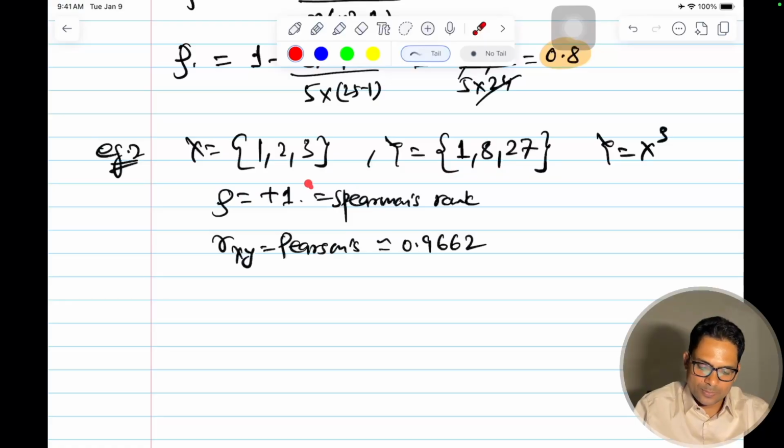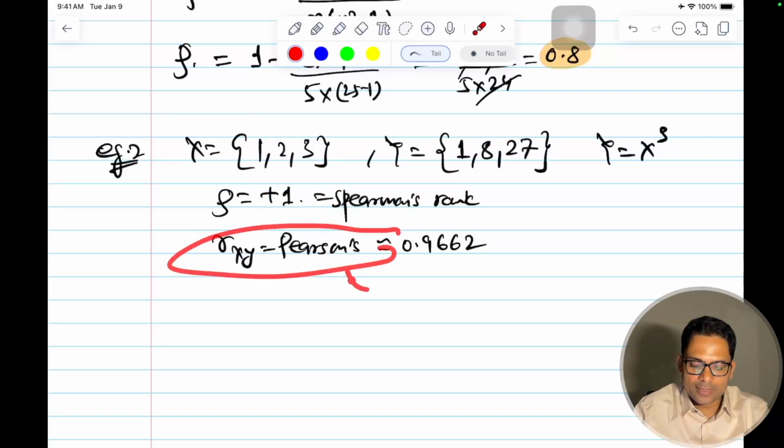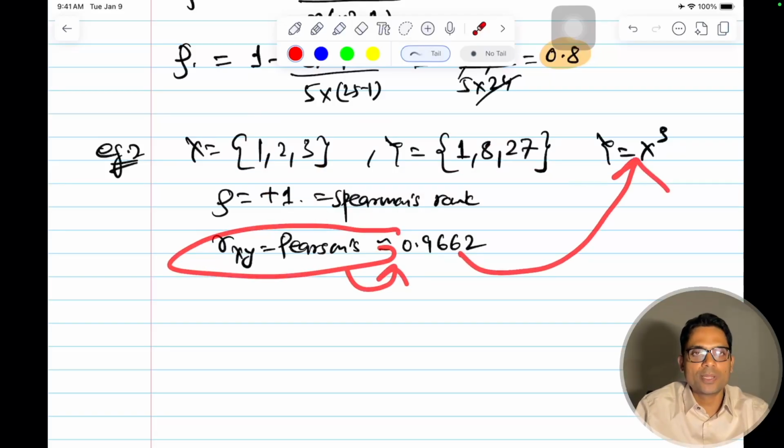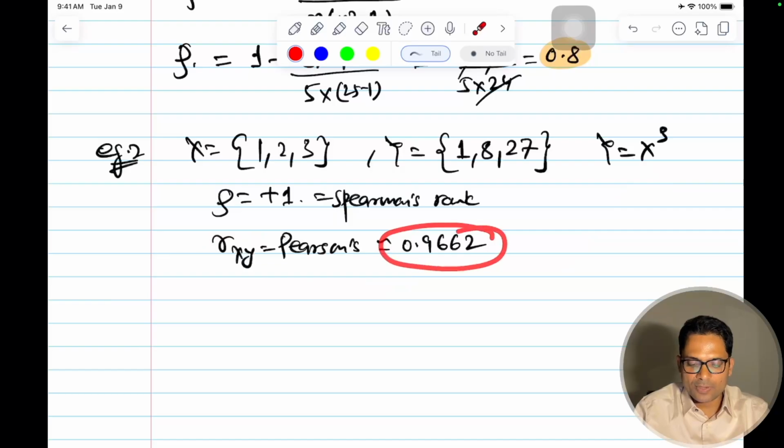But this is a perfect one, it is telling you that yes, it is capturing the monotonic relationship. But Pearson can capture a linear relationship, and it is not able to capture this cubic relationship, and that's why it is not giving a perfect one. But if you see from the ranks perspective, both are strongly positively correlated. I hope the application of both is clear.